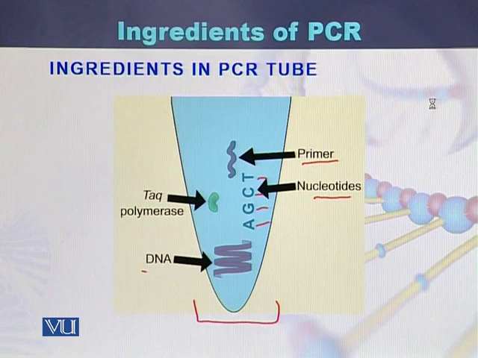This is the DNA which is also called template DNA. This is the DNA whose copies have to be prepared. Taq DNA polymerase is the enzyme that actually amplifies the DNA. All these ingredients are added in this conical tube, and ultimately this tube is kept into the block of the PCR where the reaction starts.